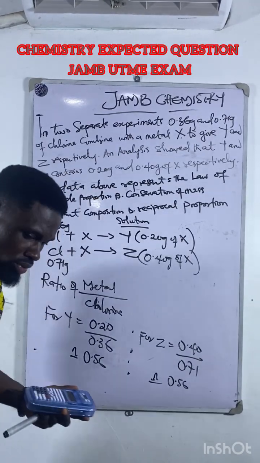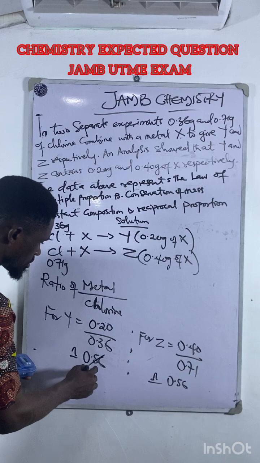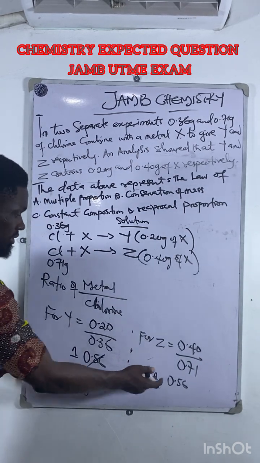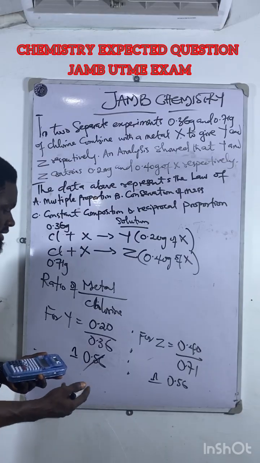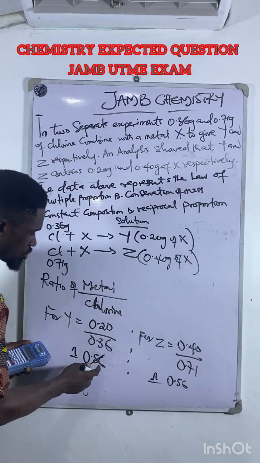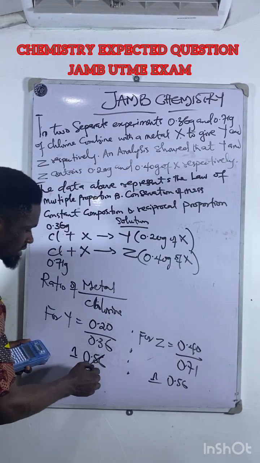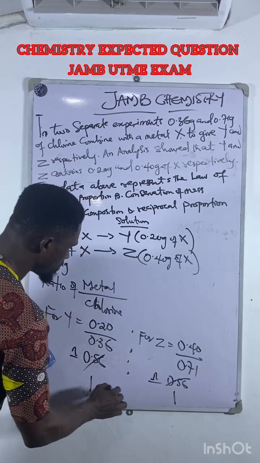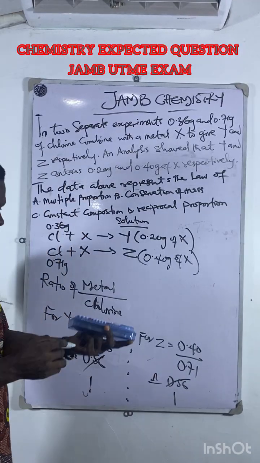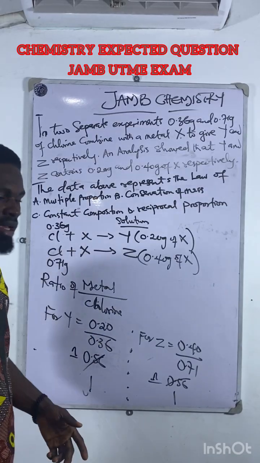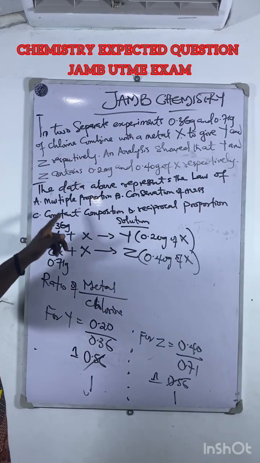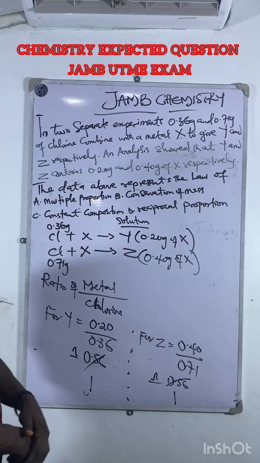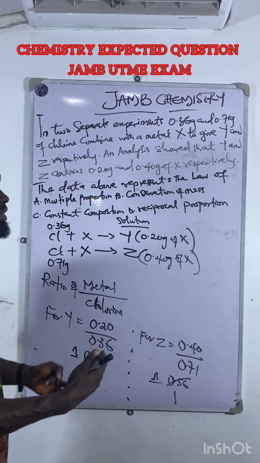If we divide both sides by the smallest number, both of them are just the same. Dividing this by 0.56, I'm going to have 1. Dividing this by 0.56, I'm going to have 1. So I have a ratio of 1:1. If I have a ratio of 1:1, it means that the correct answer should be the law of constant composition, or the law of definite proportion. That's what it's being called.